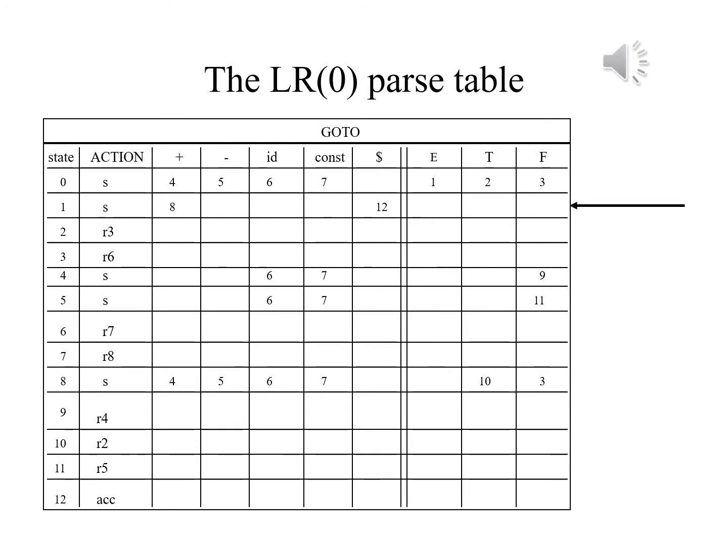State 1 only has two items, both non-final. On plus we transition to state 8, and on dollar we transition to state 12.